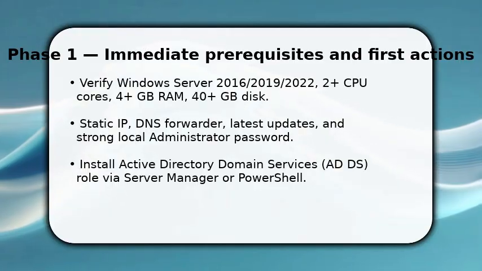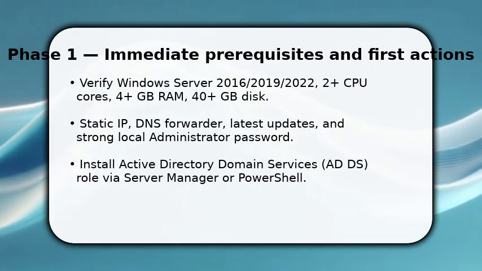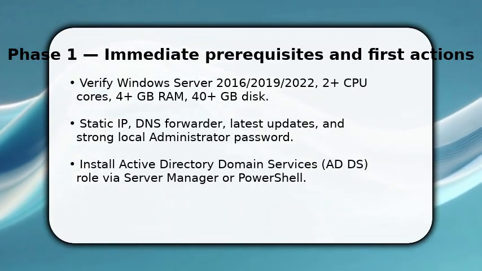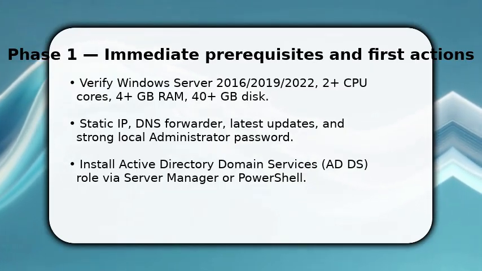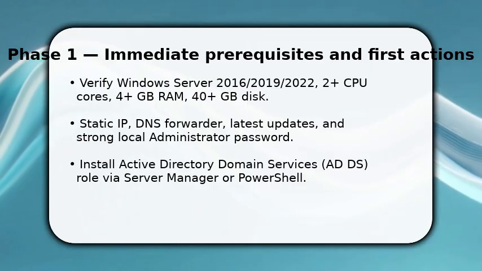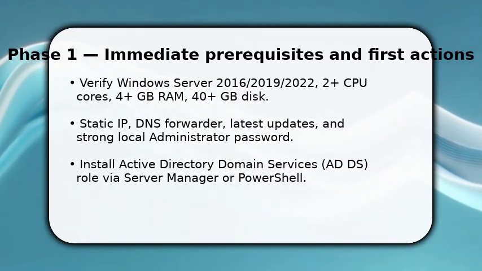You start by confirming prerequisites: Windows Server version, static IP, DNS chosen, and updates applied. Once done, install the Active Directory Domain Services role. You can use Server Manager or PowerShell for speed.